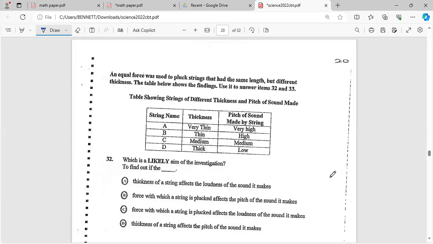B, force with a single pluck affects the pitch and how it sounds. C, force with the pitch of a string that is plucked affects the loudness and the sound it makes. Or D, thickness of the string affects the pitch and the sound. Now if you look closely, you can see that each has a different thickness and then a different pitch. So for 32, I'm going to go with D. It's all about the thickness. Thickness of a string affects the pitch. So basically, how thick it is determines the pitch.